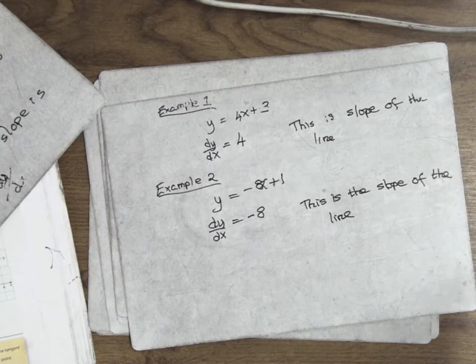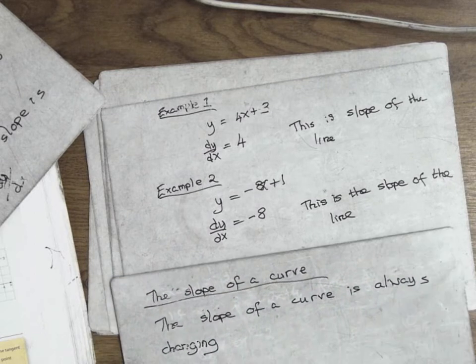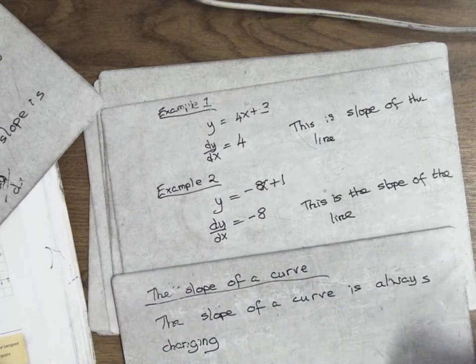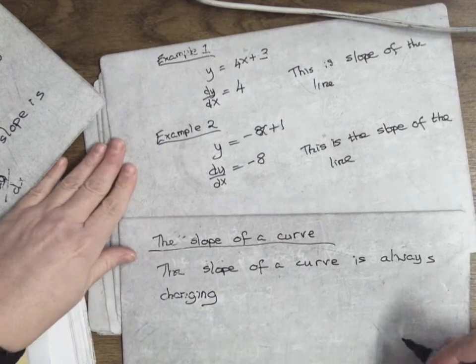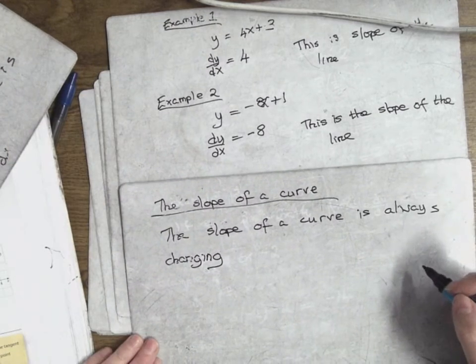Okay, well what if it's not a line? What if it's a curve? What if it's a curve, as in you did questions there with x squares and x cubes in them, which means they're curves? So what if it's a curve? How can you get the slope of a curve?